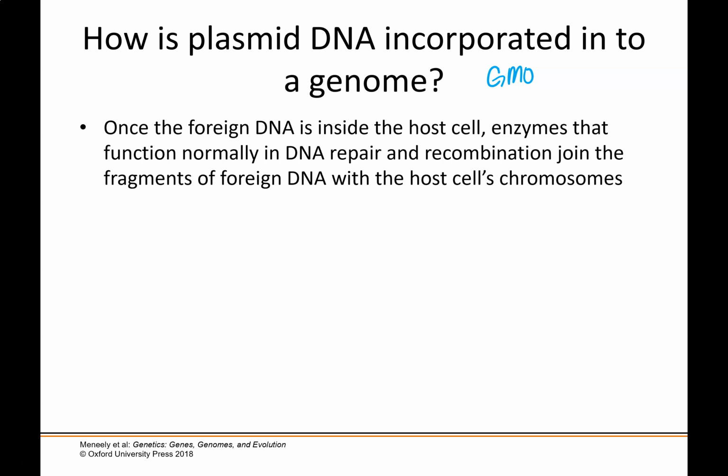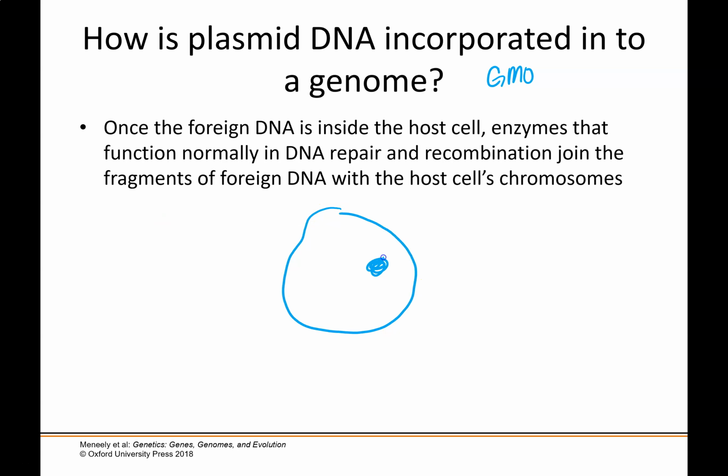And they can mediate the recombination, just like we saw in chapter 6 with mitosis, meiosis, and crossing over, and in chapter 9 with our mapping. These proteins can actually mediate a recombination that allows our DNA to join the foreign DNA to the host cell's chromosomes. So let's say we have a eukaryotic cell.